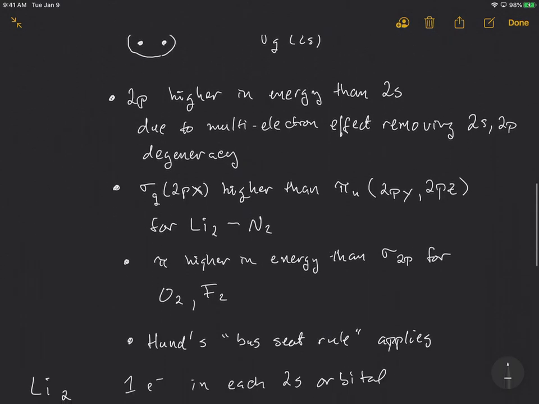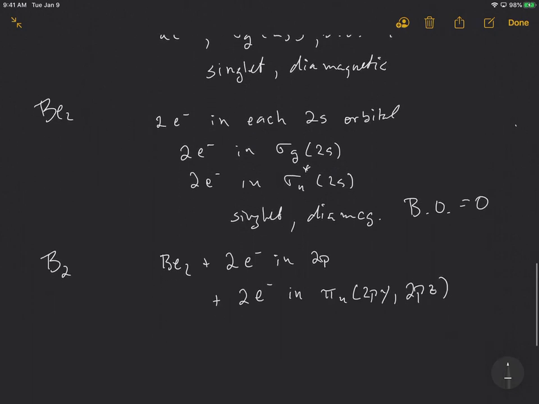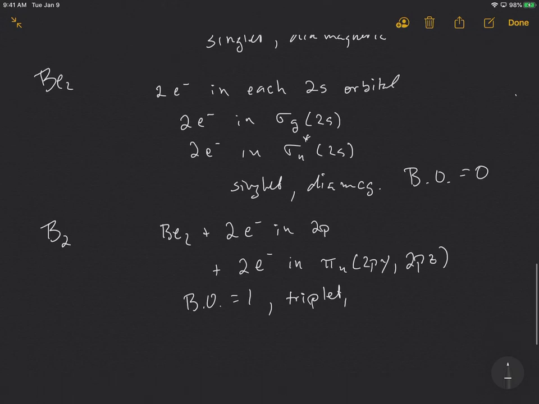So boron has a bond order of 1. And it's a triplet. And it is paramagnetic, meaning it will interact with a magnetic field, and it will exhibit a sort of Zeeman type effect.